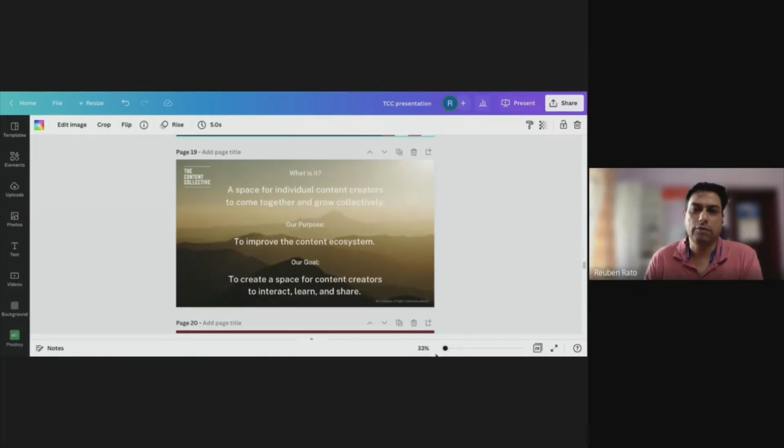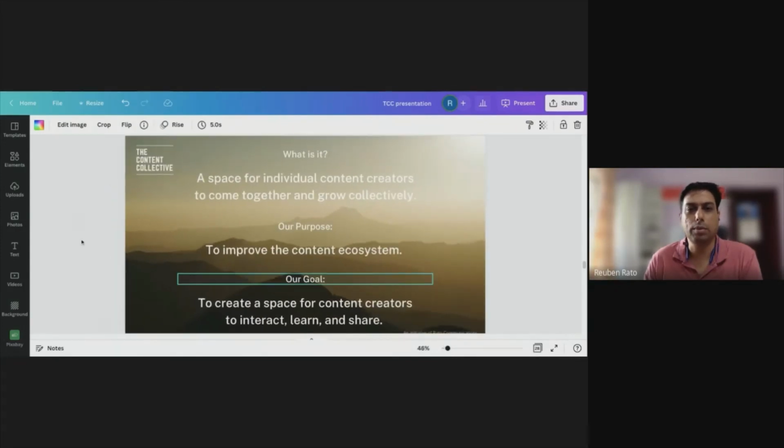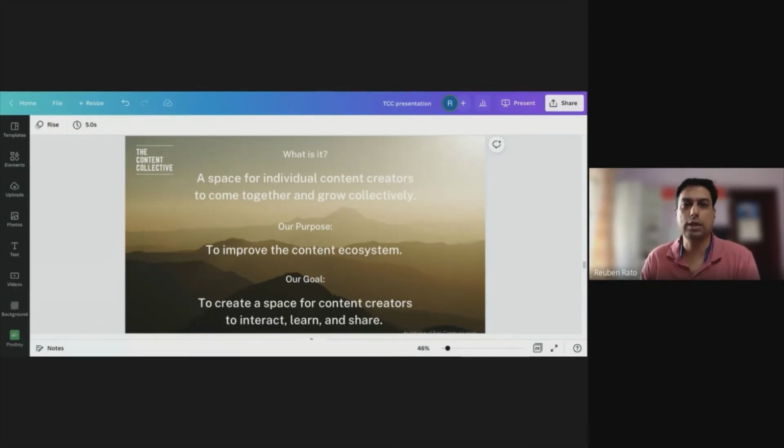So we felt that content today is so widespread and so common that it gets created for everybody for everyday use, but the content creator is forgotten. So that's why we thought we'd create a space where content creators can come together and grow collectively. And we want to move the content ecosystem forward, and that's why we created this community. We created this space where people can interact, learn, and share.